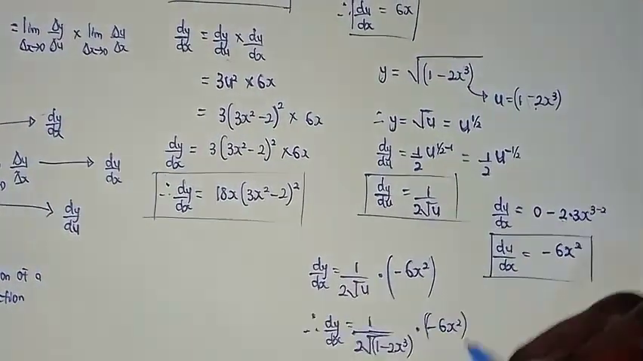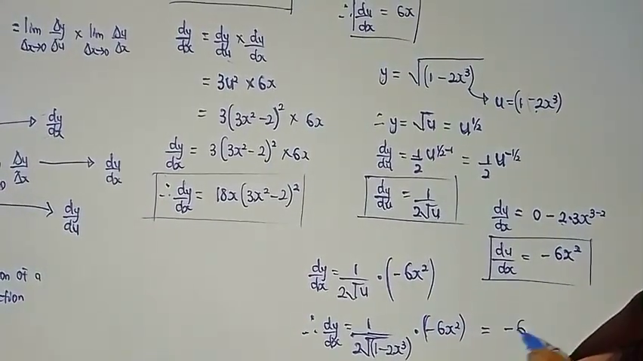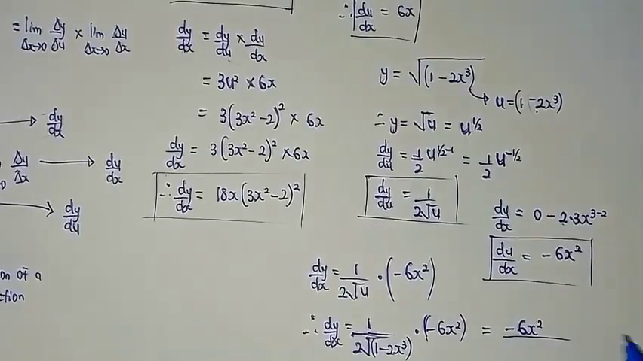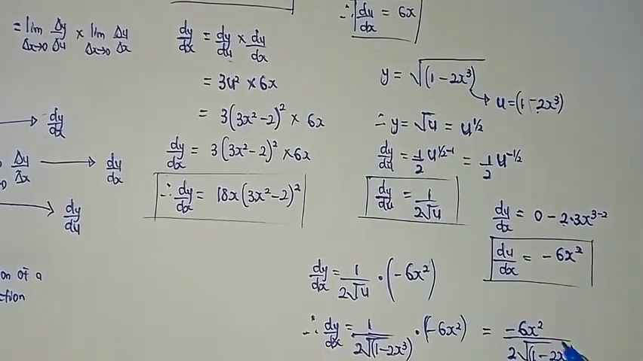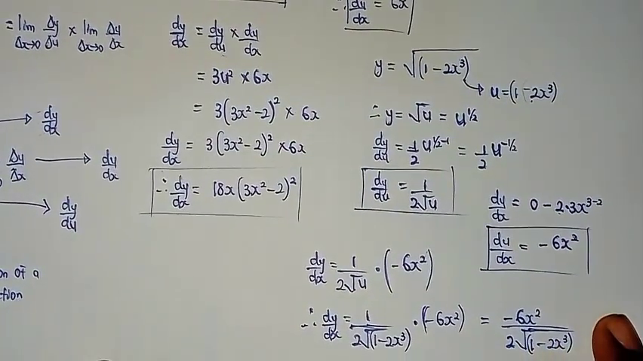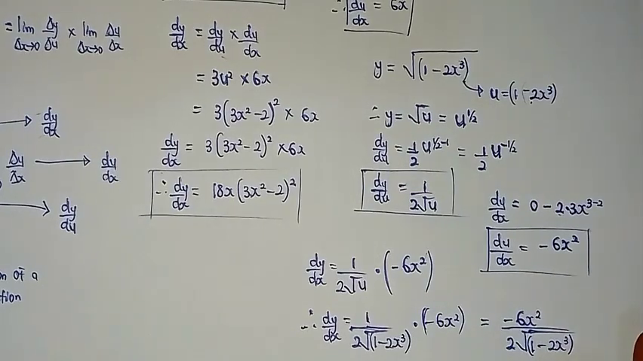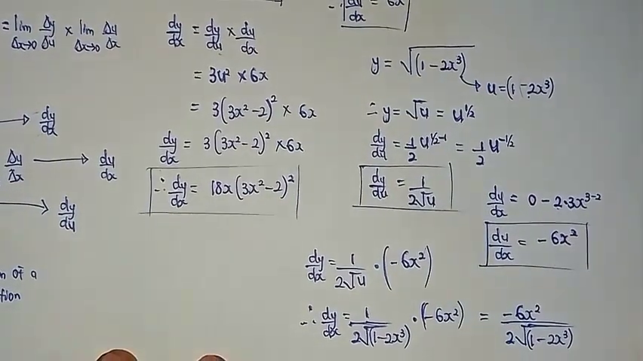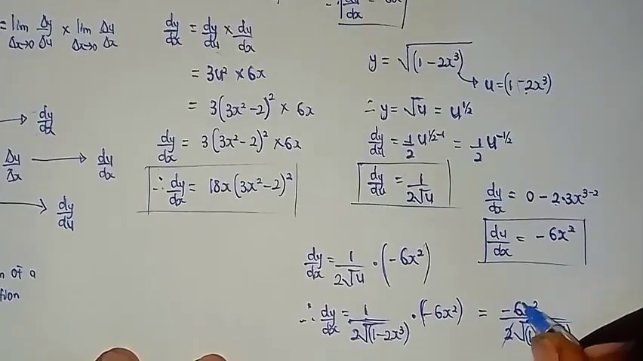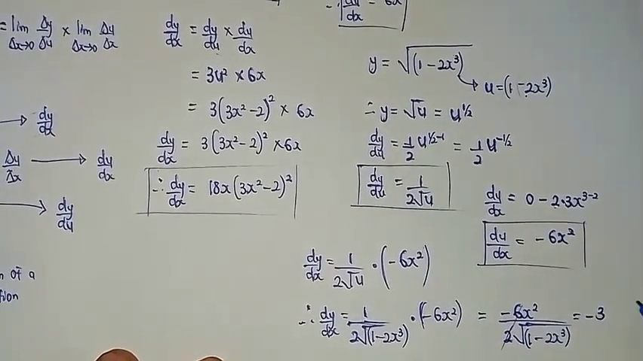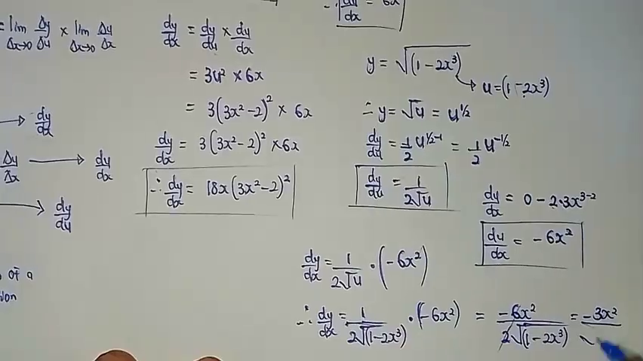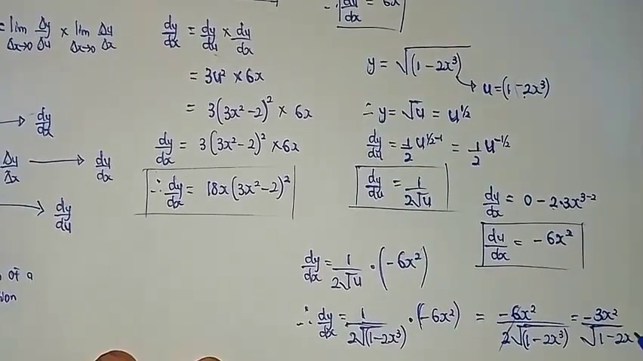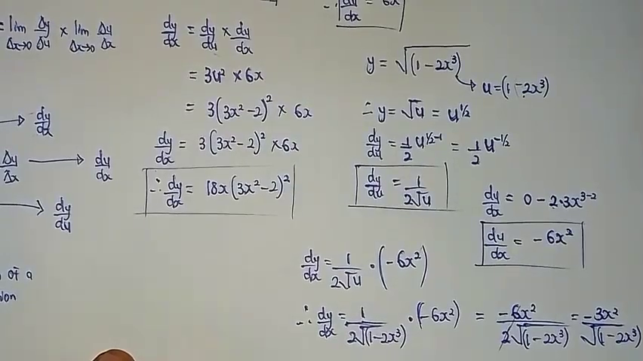And let's simplify this further, okay? This becomes minus 6x squared all over 2, 1 minus 2x power of 3. So this is our dy over dx, right? We can simplify this further as well. So 2 will cancel out 6. So we have minus 3x squared all over square root 1 minus 2x cubed. So this is our dy over dx.